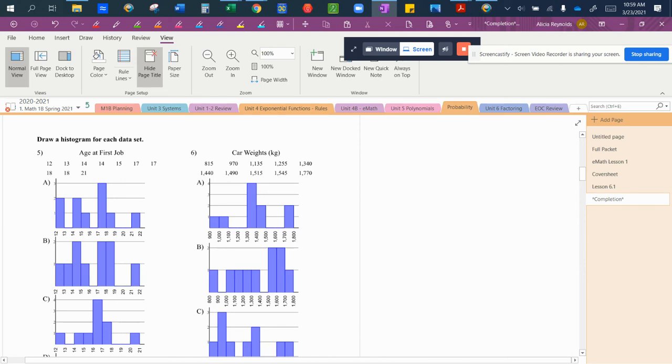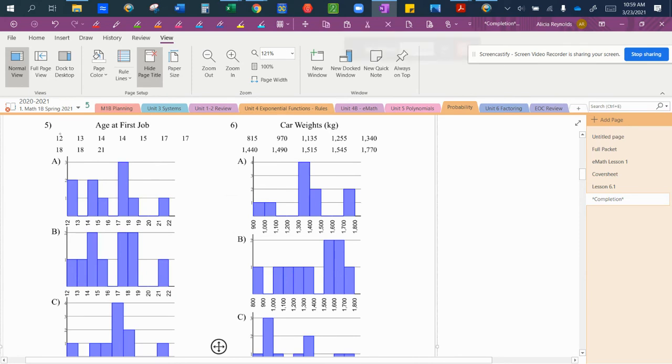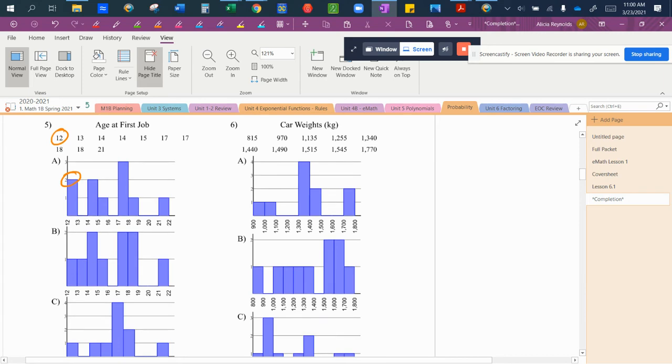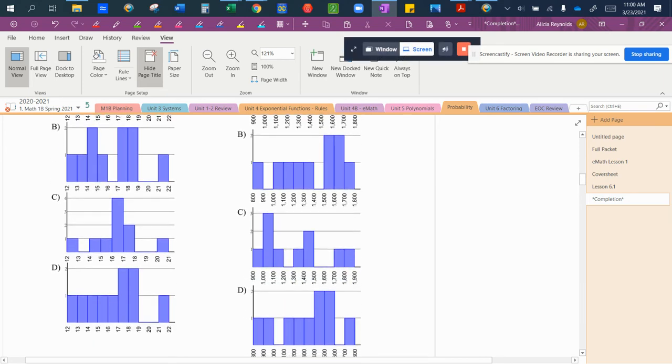So then looking at 5 and 6, we're trying to figure out a histogram. How many 12s do I have? 1. So is A my answer? No, because it says I have 2 12s. Could B be my answer? Possibly. What about C? Why not? It says 1. So we're talking about 12. You're getting ahead of me.